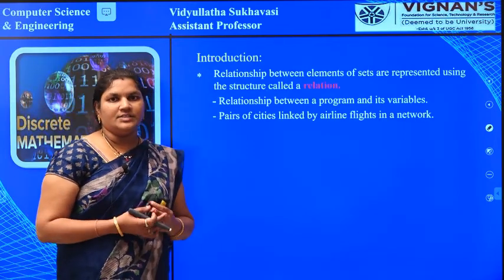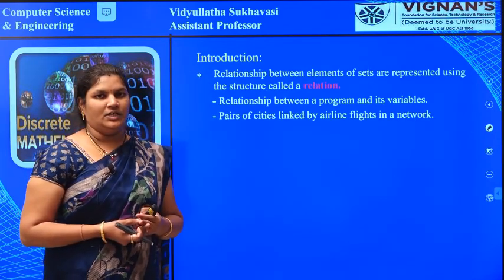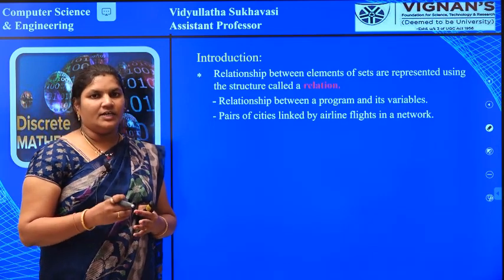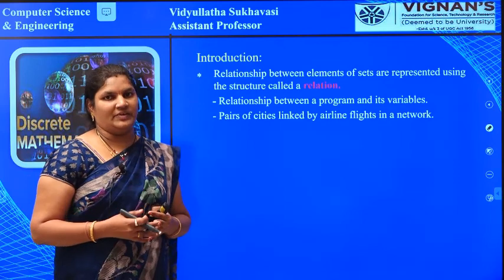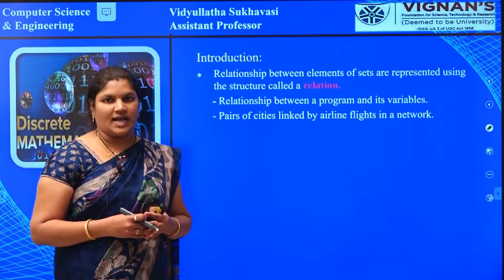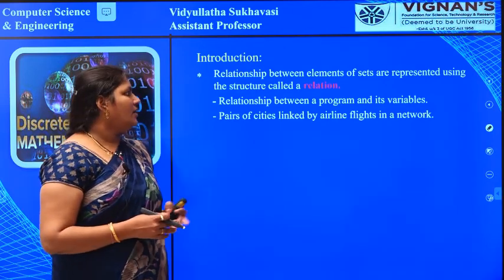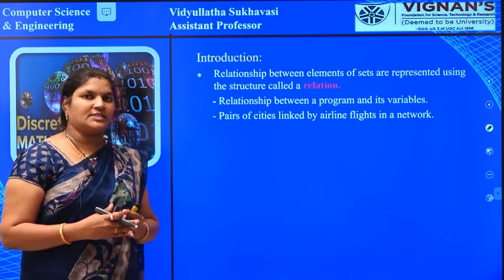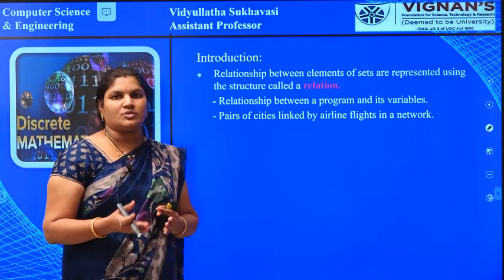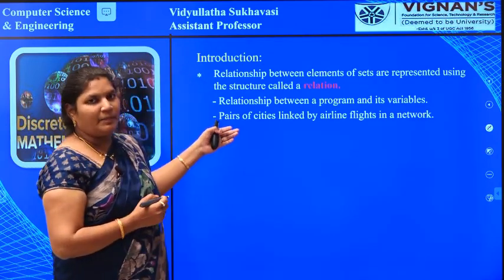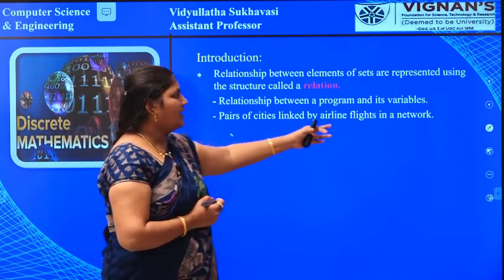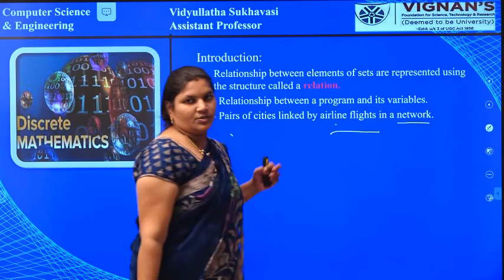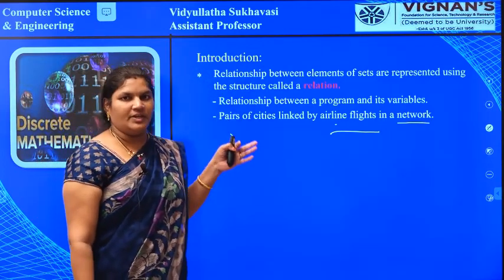In general, a relation is the relationship between elements of sets. We already know the concept of sets. The relationship that exists between sets is represented as a relation. For example, the relationship between a program and its variables is also a relationship. To connect pairs of cities, we connect airline flights in a network. This is also called a relationship in general.